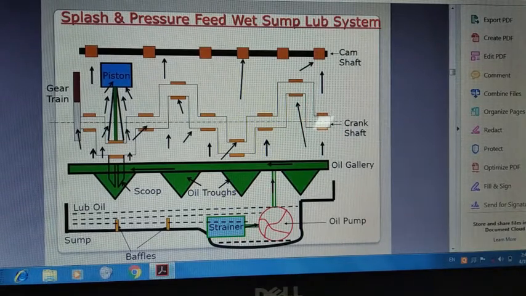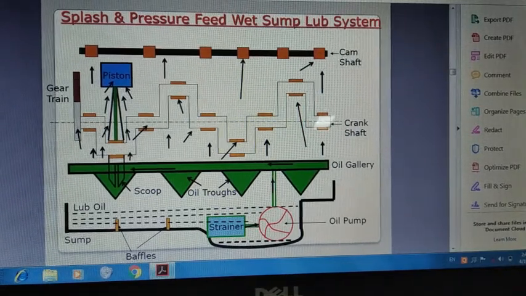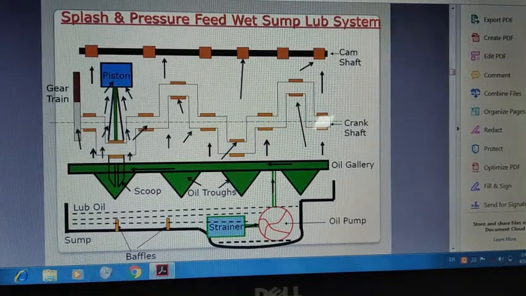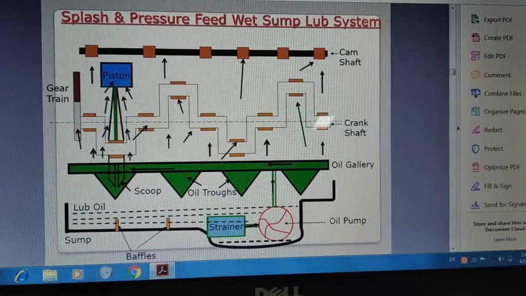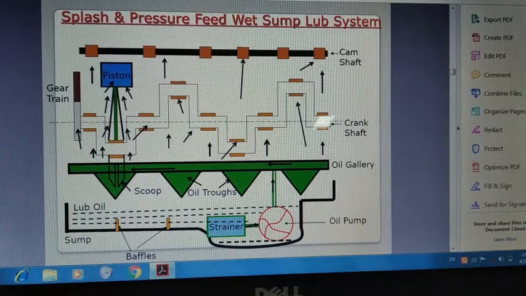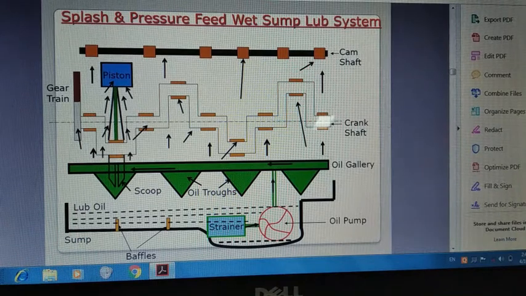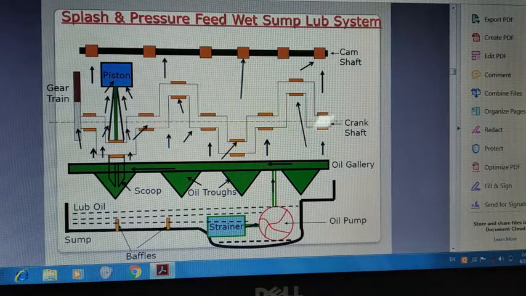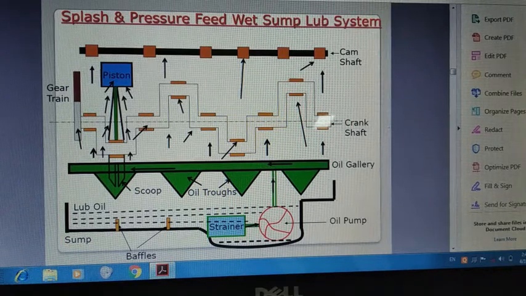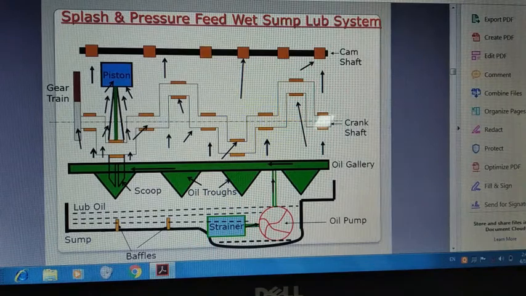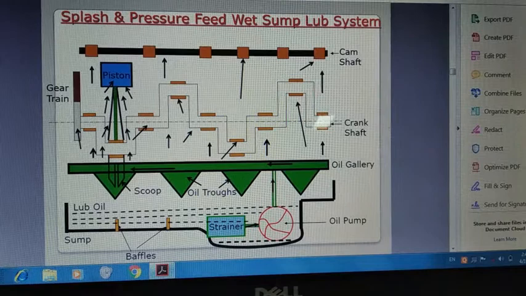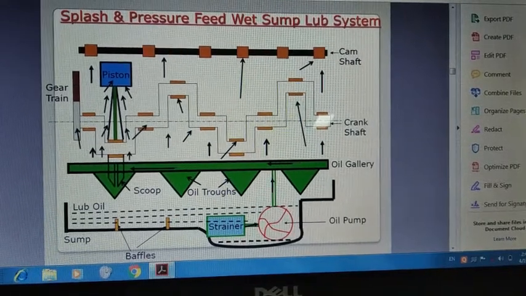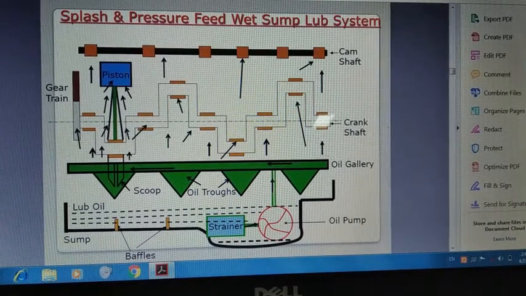So there are different lubrication systems being implemented in engines. Basically we can categorize these systems into three types. First is the splash and pressure feed wet sump lubrication system. Then we have the pressure feed wet sump lubrication system, and then we have the pressure feed dry sump lubrication system. So let us understand the working of all these systems one by one.